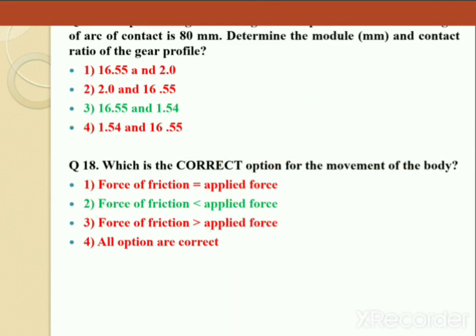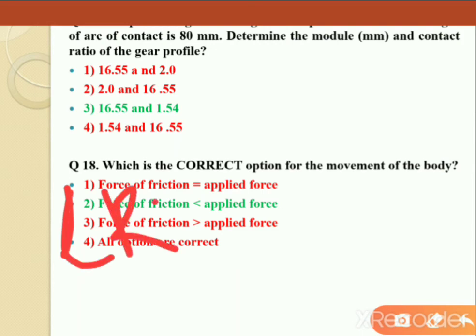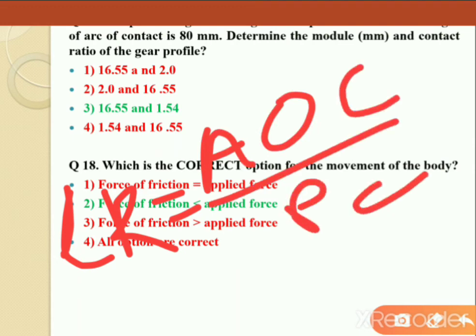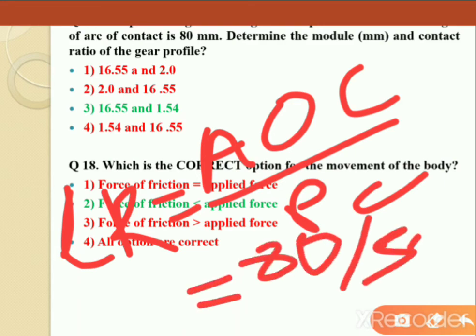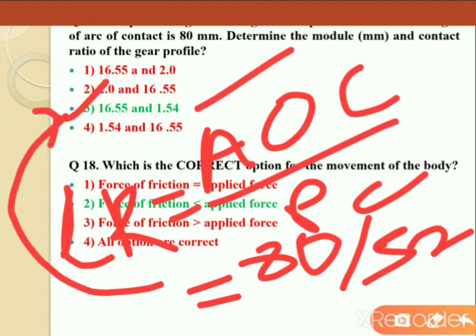Now the contact ratio. Contact ratio is, we know, arc of contact divided by PC. So arc of contact here is 80 divided by 52. After calculating that, option 3, 1.54, will be the correct answer.